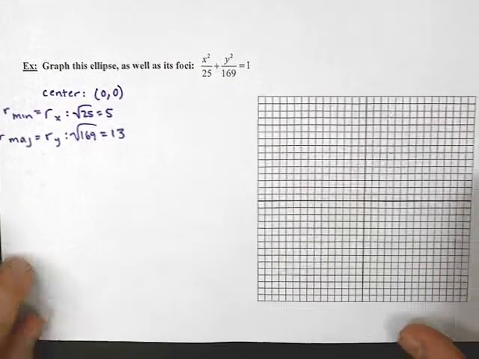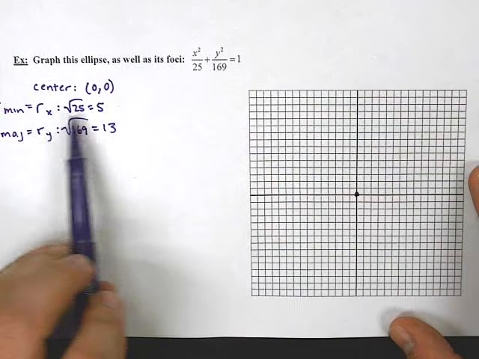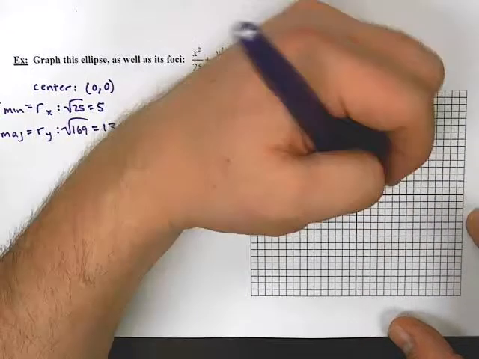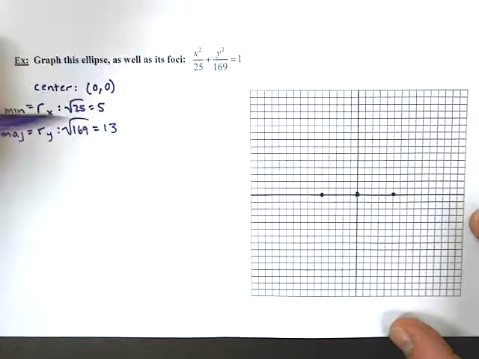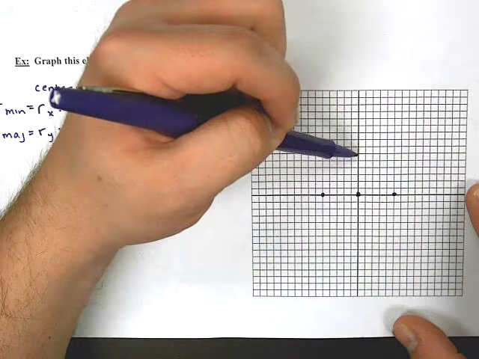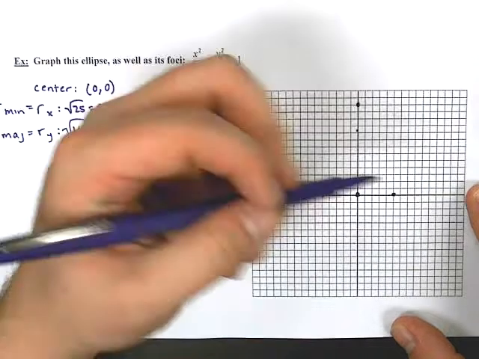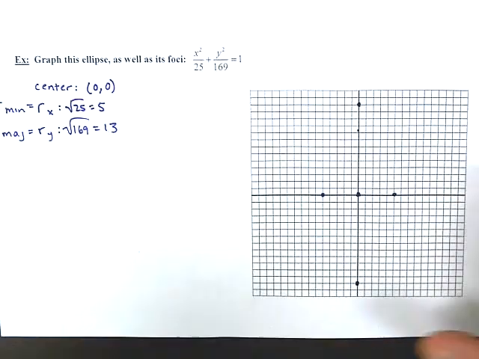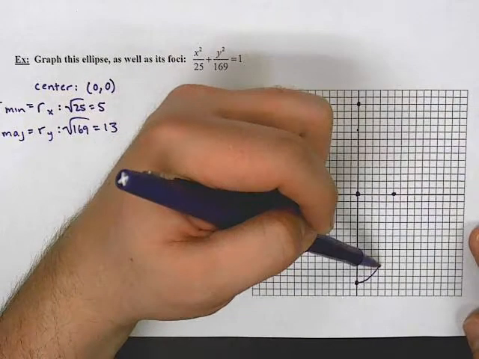This is great because now I can graph this thing. Pretty easy, right? I know that my center's at 0, 0. I know I'm going 5 in the x direction, so 1, 2, 3, 4, 5, and 5. And then 13 in the y direction, so 3, 6, 9, 12. All right, 13. So that means it's going to be 2 from the bottom. Something like that. And we do our very best to sketch this.